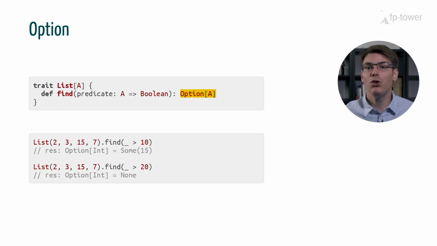Option is often used in the output type of functions to indicate that the operation might fail. For example, if we have a list of integers 2, 3, 15, and 7, we can find an element bigger than 10, but there is none bigger than 20.